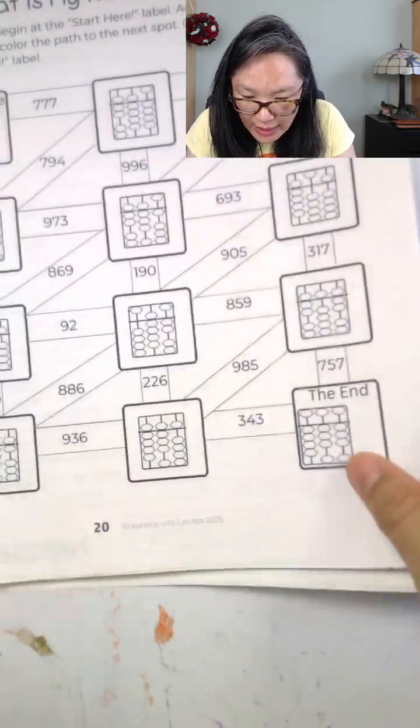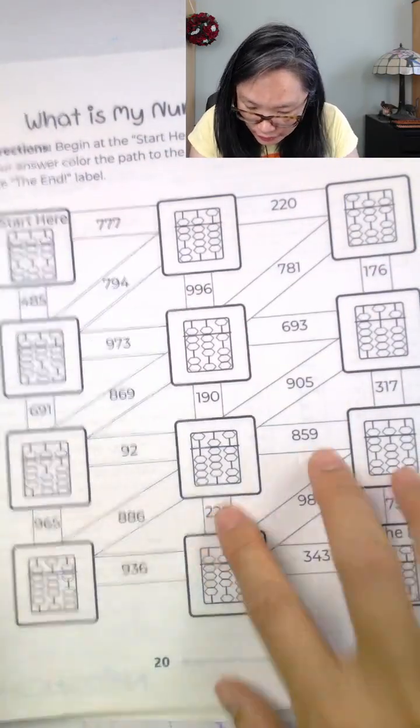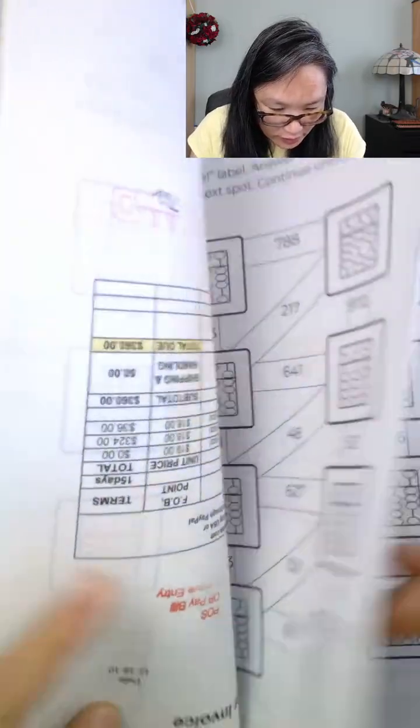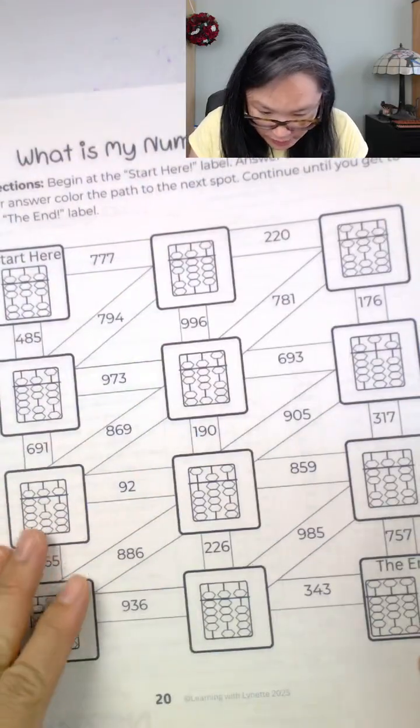So I have a 2-digit one, and I'm going to do a 3-digit book. We're on letter F right now. And then we're going to go all the way through. I think that's what I'm going to do.